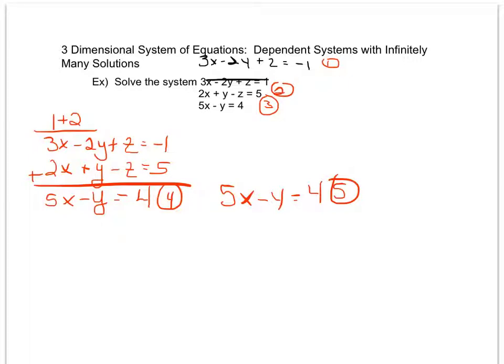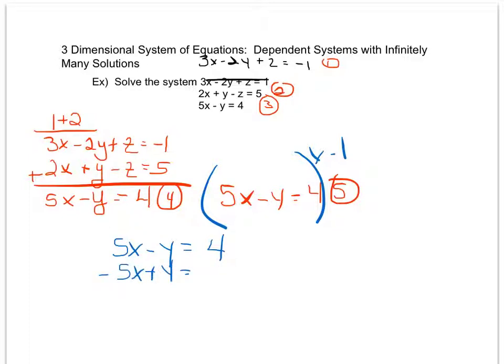Let's say, though, that you weren't able to see that and you said, oh, I'm going to solve equations 4 and 5 with elimination. So let's say you said, I can get opposite x values if I multiplied equation 5 by negative 1. Then I would have 5x minus y equals 4, leaving equation 4 alone. Equation 5 would become negative 5x plus y equals negative 4. Adding, negative 5x plus 5x is 0. Negative y plus y is 0. I can't just have empty space, so I fill it with 0. 4 plus negative 4 is 0.